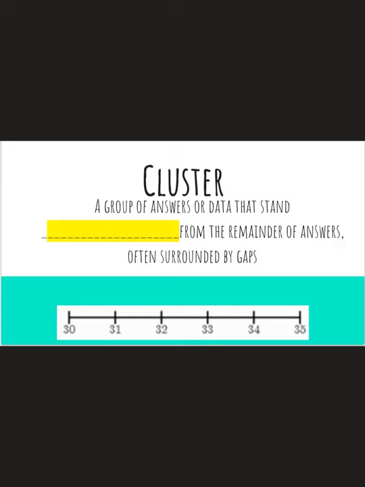All right, this next one is a cluster. It is a group of answers or data that stand separate from the rest of your data. So it's often surrounded by gaps. An example would look like if I put nothing at 30, maybe 1 at 31, nothing at 32, and then most of my points at 33, 34, and 35. So in this case, you have a gap at 32, and then your cluster would be from 33 to 35.